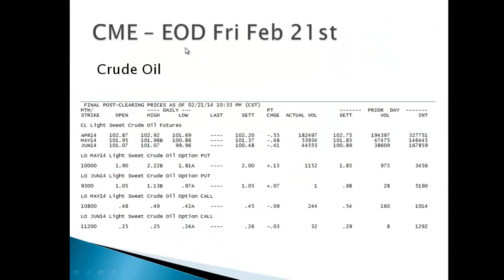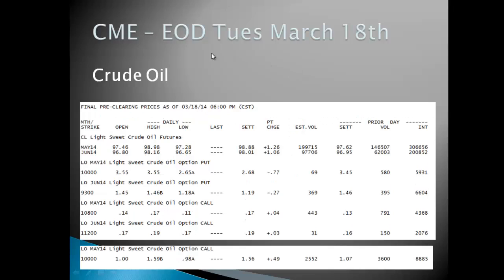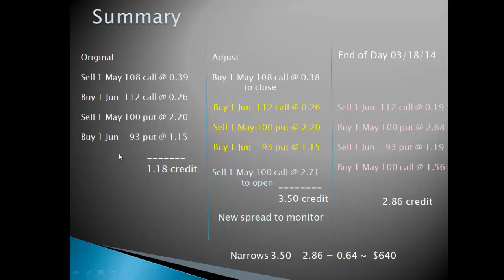Okay, so this was the original end of day settlement prices back on the 21st, roughly whereabouts we put the trade on. And this is the end of day settlement prices on March 18th. Okay, so if we were to take a look at a quick summary, originally this was what we had done in terms of putting on the trade. And what that did when we started was give us a credit of 1.118 or 118 points.